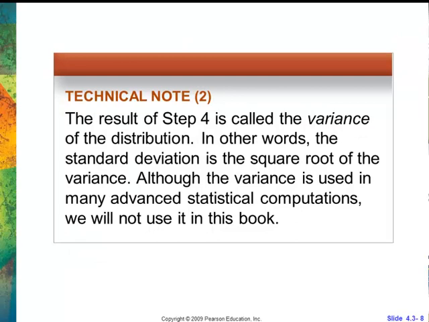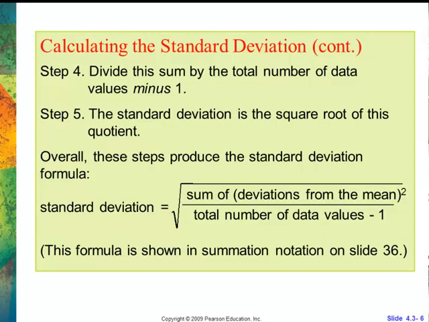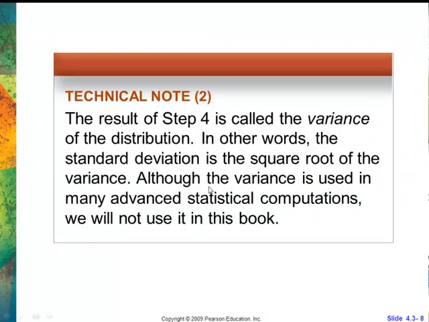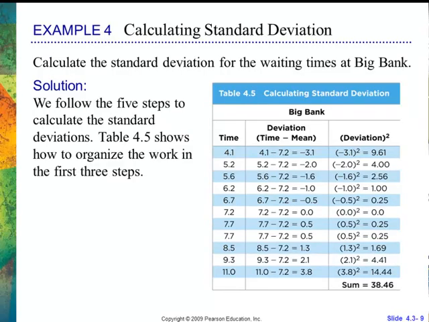The other thing that they're saying is that in step 4, before we take the square root, we have what's called the variance. It's used in advanced statistics. It doesn't get used in basic statistics, so you don't really need to worry about it too much, but it does occur. There are things we can test with the variance, but we don't need it at the moment. But they may ask you what the variance is. It's just the step before you take the square root.